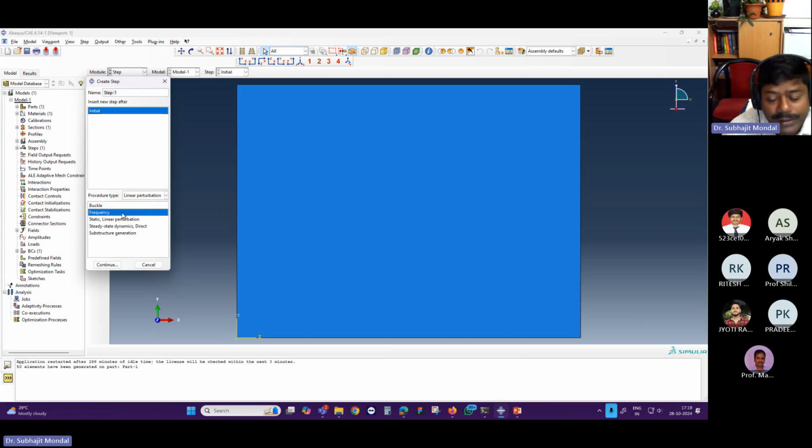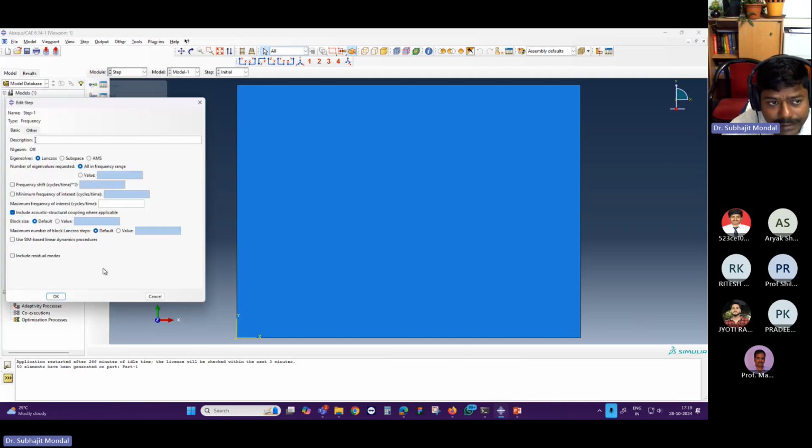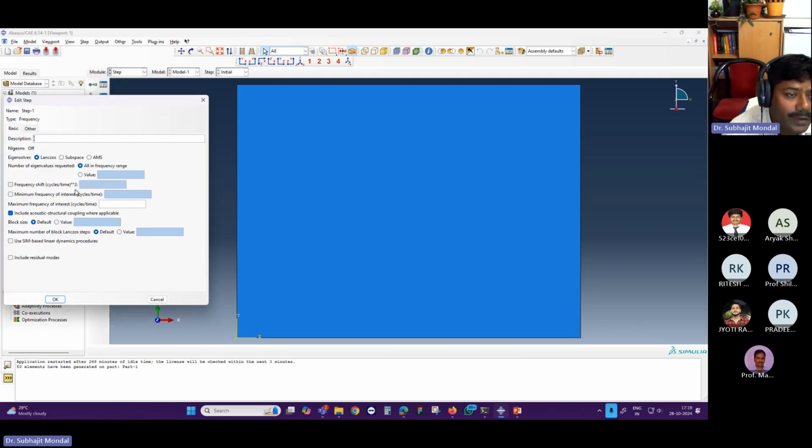Here, since we are interested in frequency domain analysis, we are choosing frequency. Now here it is showing what type of solver we want to use. We have the Lanczos solver, the subspace solver, or the AMS solver. The Lanczos or subspace solver normally gives good results. Now here it is asking what frequency ranges we are interested in. So here we can say all frequencies, or 10 frequencies.